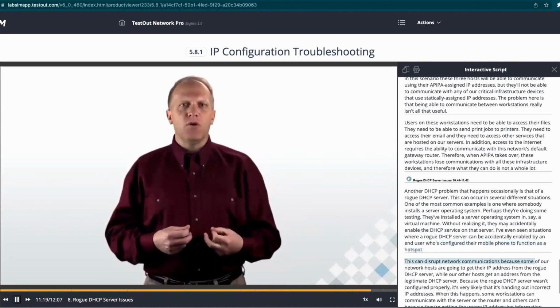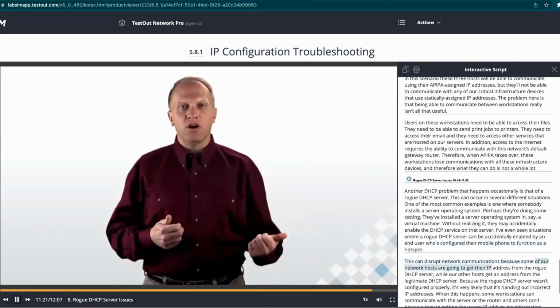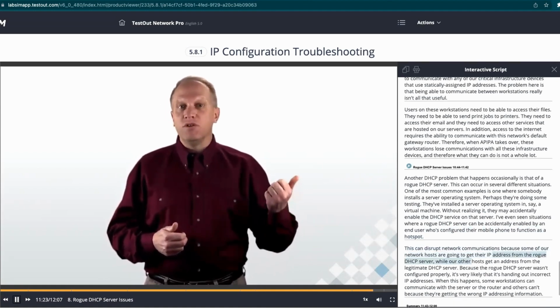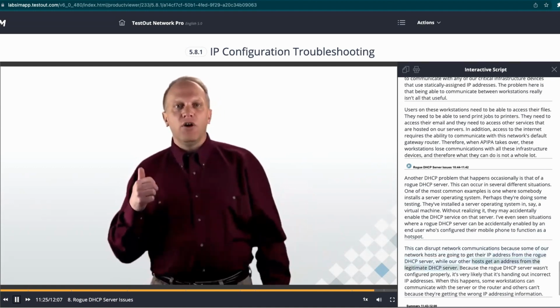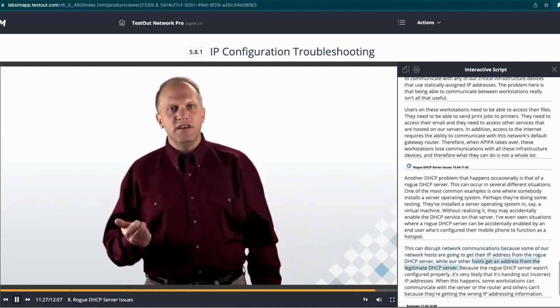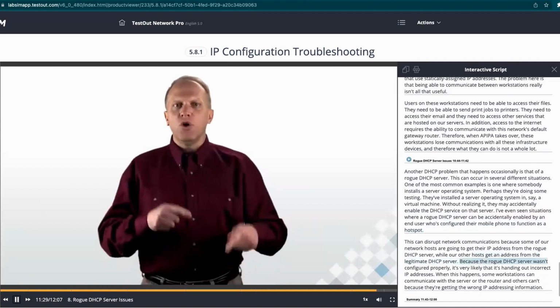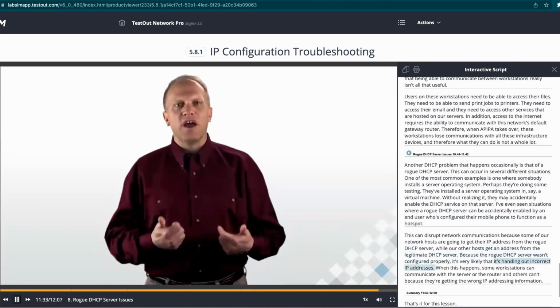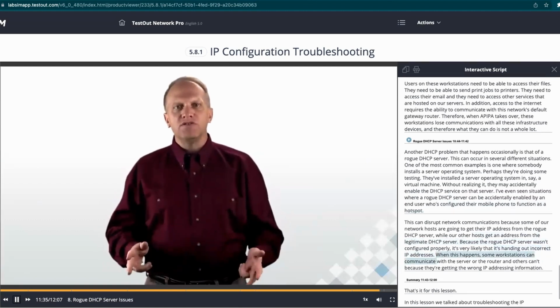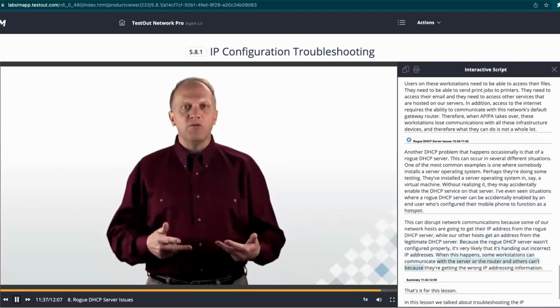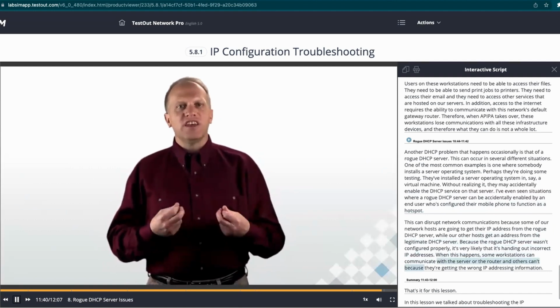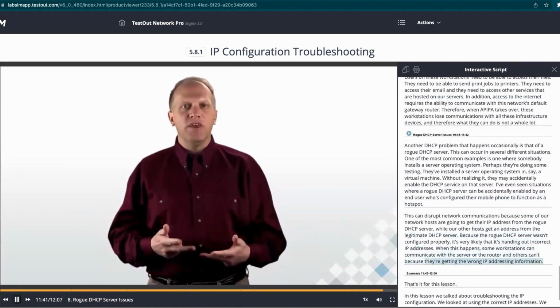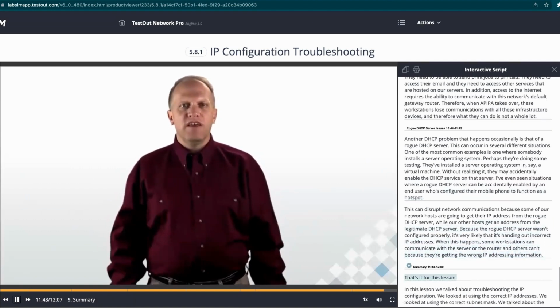Now, this can disrupt network communications because some of our network hosts are going to get their IP address from the rogue DHCP server, while our other hosts get an address from the legitimate DHCP server. Now, because the rogue DHCP server wasn't configured properly, it's very likely that it's handing out incorrect IP addresses. When this happens, some workstations can communicate with the server or the router, and others can't because they're getting the wrong IP addressing information.